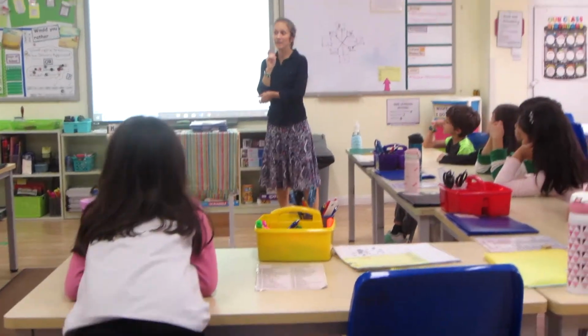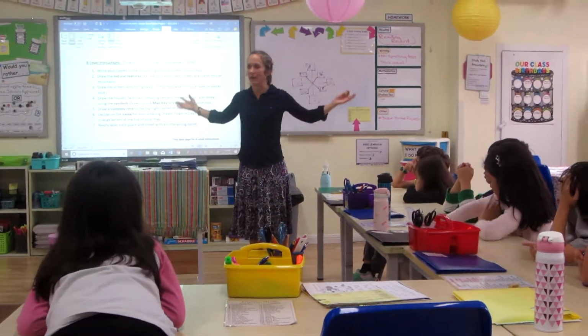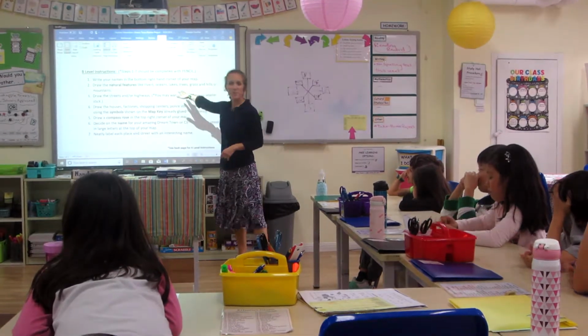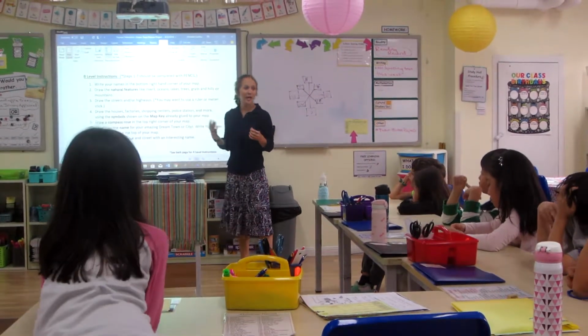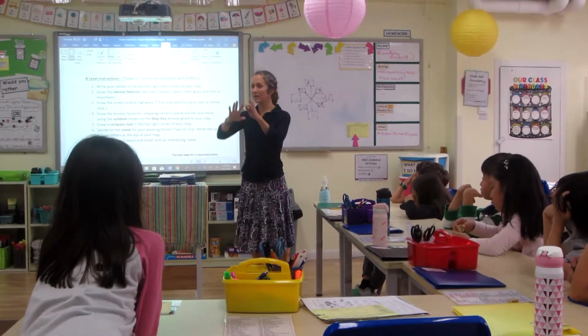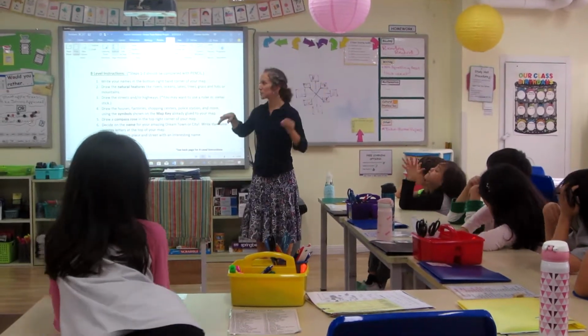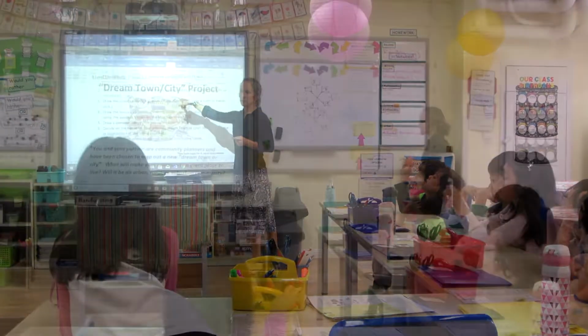Maybe you want a community that has mountains surrounding it. Maybe you want a community that's more near the ocean. So you have to decide what kind of thing you want. Do you want it to be in a forest with lots of trees? So you're going to add the natural features.